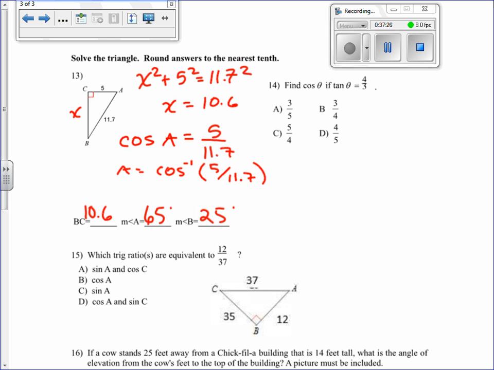Whenever you're looking for an angle measure, type this in. Do second cosine, and then do 5 divided by 11.7, because I did angle A, and that's adjacent and hypotenuse. And you get 65, and then if you subtract 65 from 90, you get 25.